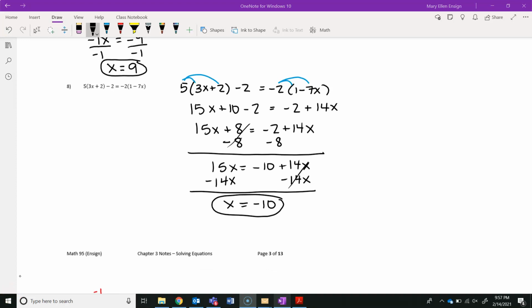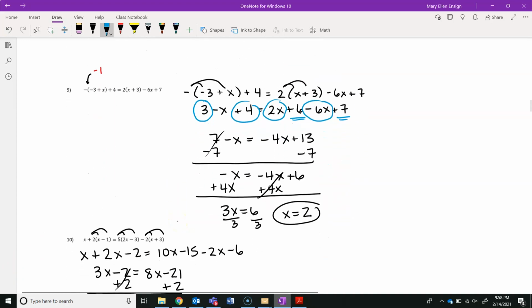Okay, so here's number 8. You can maybe pause the video and take a minute to go through it and compare it to yours if you need a little bit more time. But in general, we did the distributive property for both of these, watch the signs for this one, and then on the left side there were two constant numbers that can be combined, 10 and negative 2. Combine those, move things around from one side to the other, we get x equals negative 10.